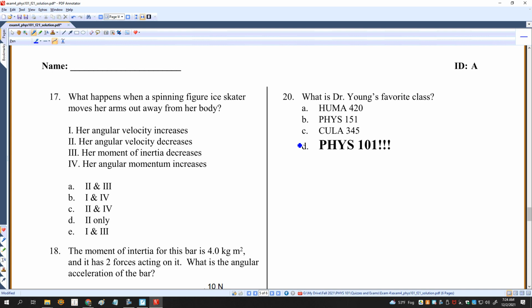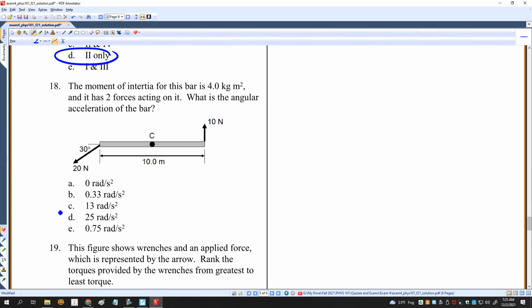What happens when a spinning skater moves her arms out away from her body? Well, this is going to happen and none of the others. You might have been inclined to put this one, but actually this stays the same. So it's just D.